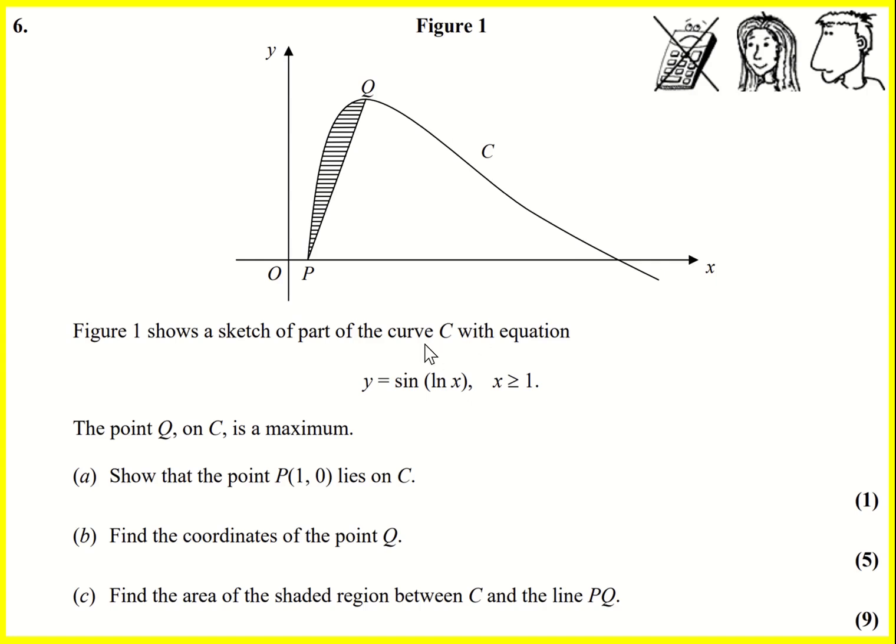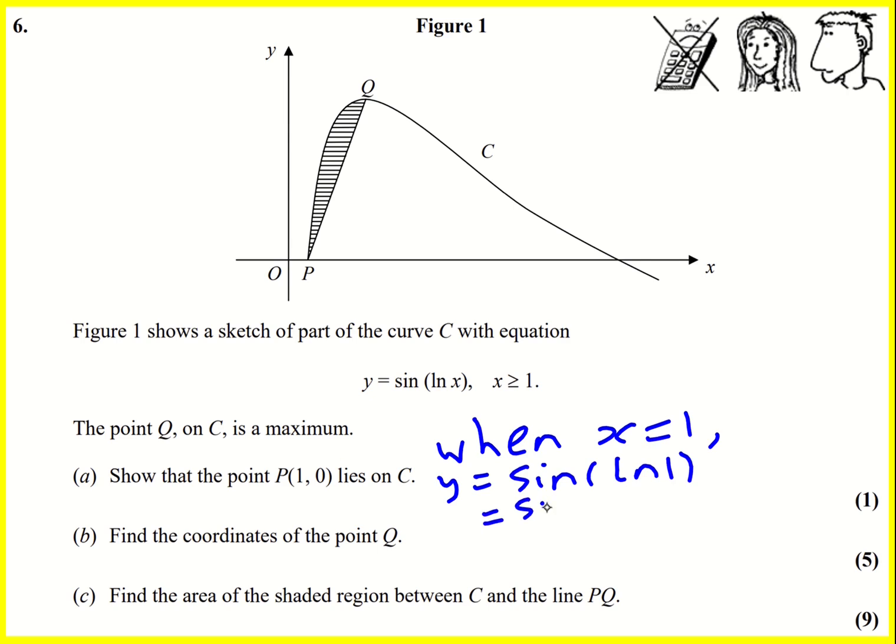y equals sine of ln x, a neat looking function, and Q is the maximum, and we're asked to show that the point P (1, 0) lies on C. So let's just substitute x equals 1 in. It's going to be sine of ln 1, which is sine of 0, which is 0.